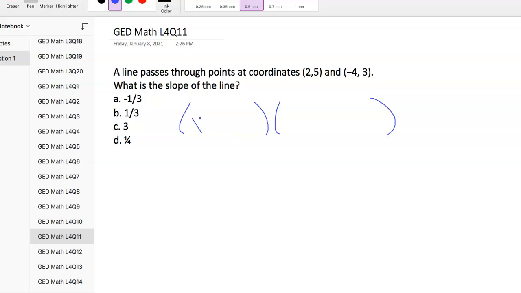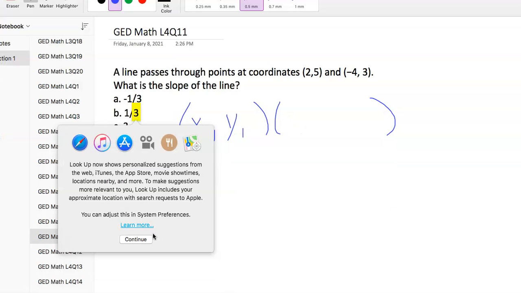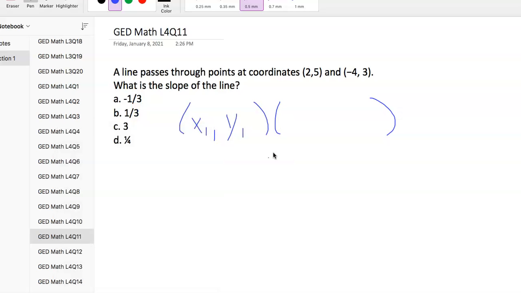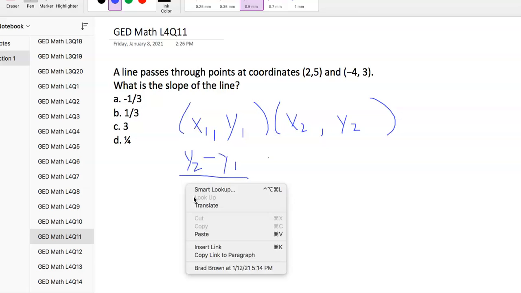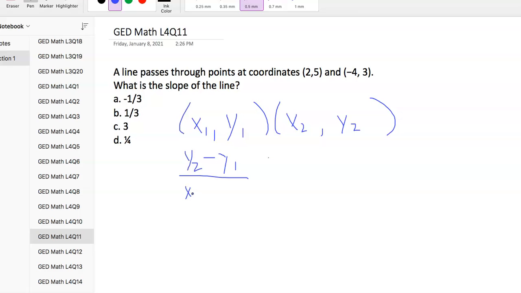When you're doing coordinates, this is considered x1. That's just a comma there. This is y1. This is considered x2. This is considered y2. And for slope, it's y2 minus y1 divided by x2 minus x1. Sorry guys, x2 minus x1.